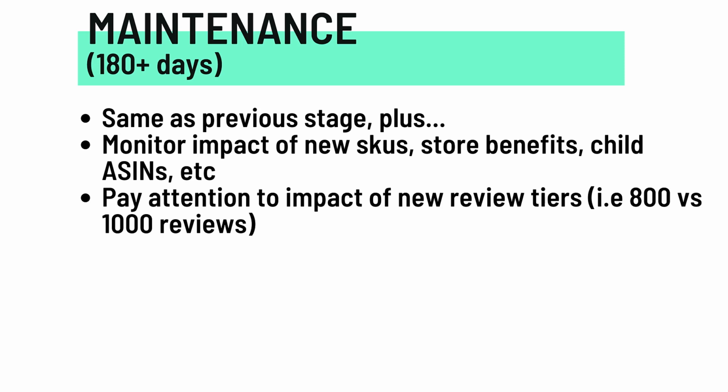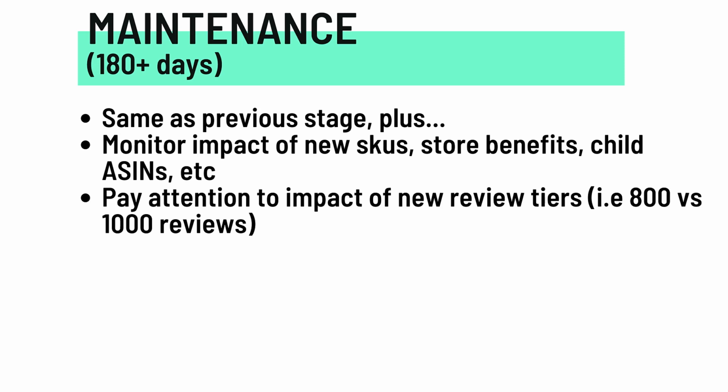But in addition to that, you're really going to monitor the impact of new SKUs that you add to your portfolio. You're going to look at the benefits of your store page and how the content and various representations of products there are impacting sales and organic ranking. If you start to add child ASINs, so like new colors, new sizes, new offshoots, how does that change your overall keyword performance across that portfolio of products?